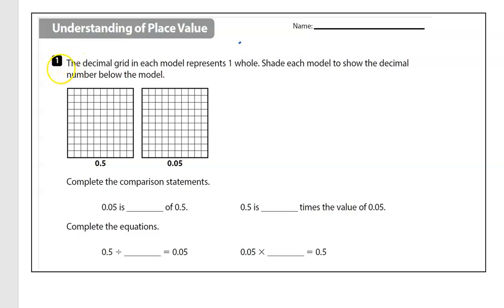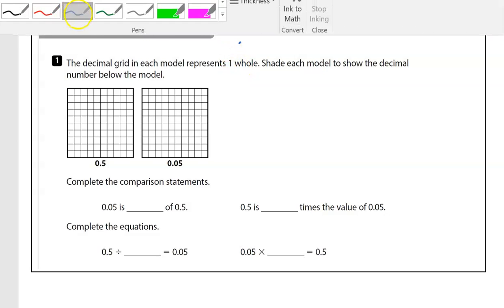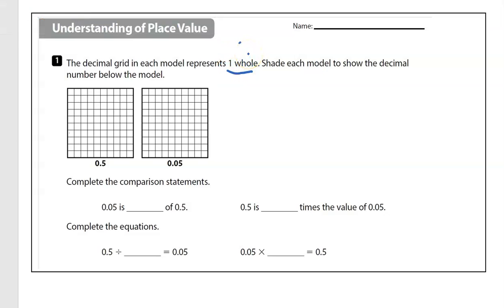So we're going to look at this first one. Number 1 says the decimal grid in each model represents one whole. Just going to grab a pen here. So that's one whole. Shade each model to show the decimal number below the model. So for example, here's our whole, this first big square, and inside here you'll notice there are 10 squares in each row. There are 10 rows. So inside this there are 100 parts, and the same thing over here. Below, however, the decimal is 5/10, which means 5 out of 10 parts to make a whole. That's what 5/10 is, and there's the decimal form of 5/10.